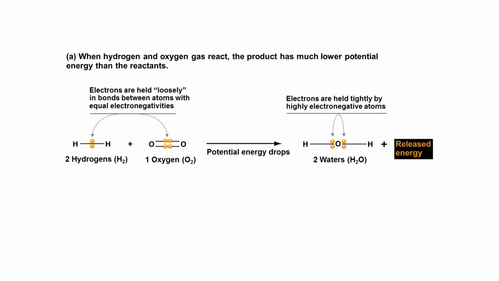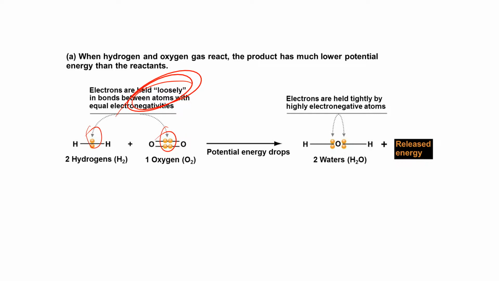So think about chemical reactions, talking about the amount of potential energy stored in a molecule. There's more potential energy stored in the hydrogen gas and oxygen gas molecules themselves. These electrons are held very loosely, so they're very easy to kind of pluck off and pull away.